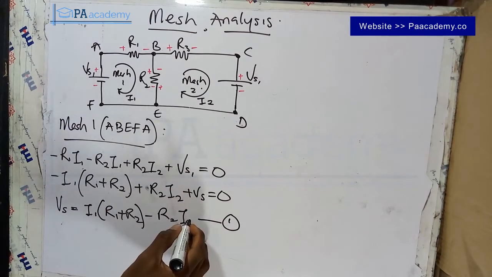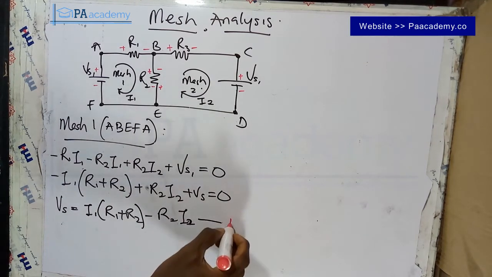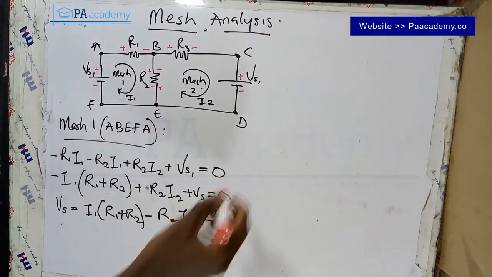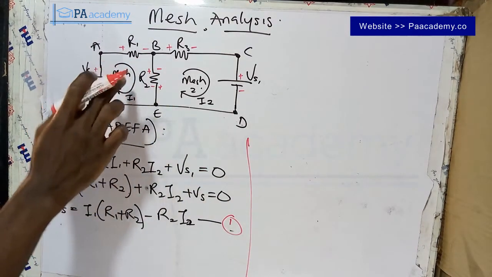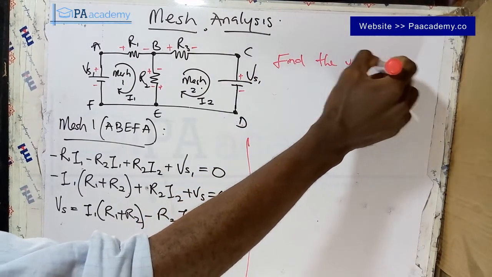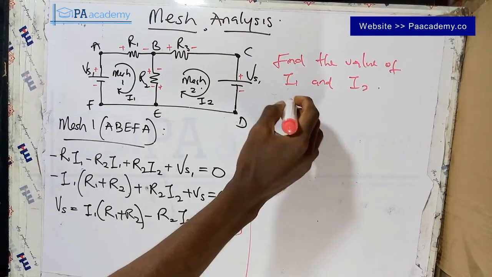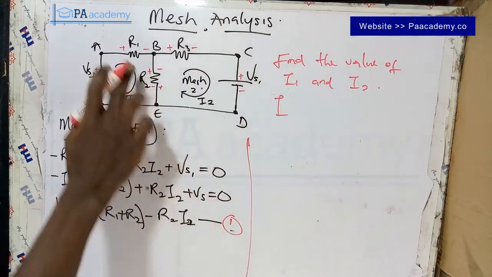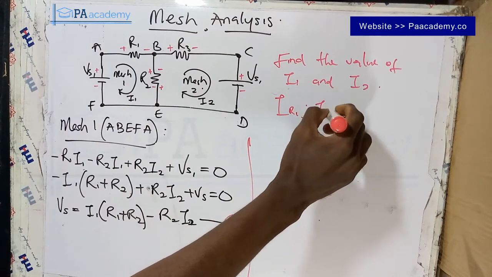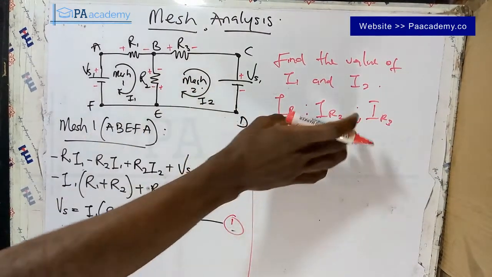Alright, so this is supposed to be I2. There's one thing I forgot to mention at the beginning: if you have a circuit like this under mesh analysis, and you are asked to calculate the current in each mesh, what you are actually looking for is the value of I1 and I2. We are also going to look for the value of the current passing through R1, R2, and R3, that is IR1, IR2 and IR3. That's basically what we are looking for. I forgot to mention it.